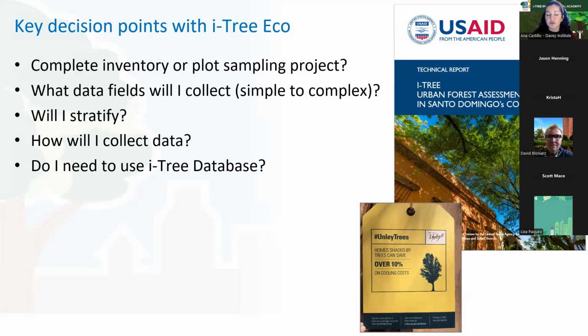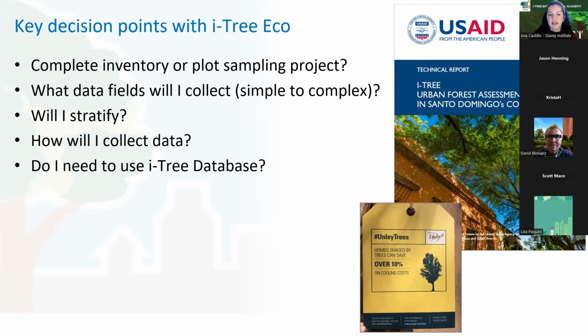You'll have to decide if you stratify your project. So that basically means you're kind of breaking up the results of your project on things that you're interested in. So that could be, let's say you care about tree distribution in different districts of your city, or maybe you care about public spaces versus private spaces. So that is eventually a decision that you'll have to make in the configuration of iTreeEco.